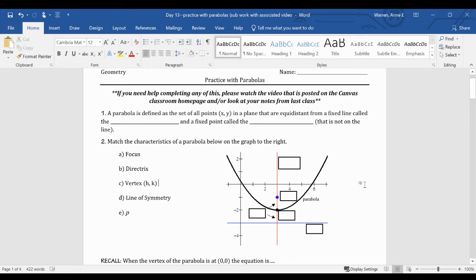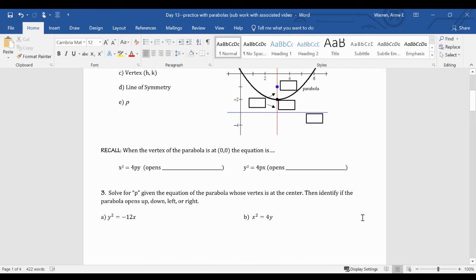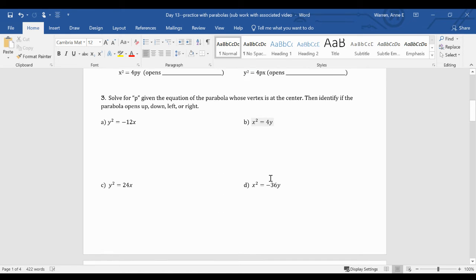If you weren't here, you guys can go to the slides that are posted from Friday. They're still posted on the homepage of Canvas, just at the bottom. And so you can use the slides there in order to fill in this top part.